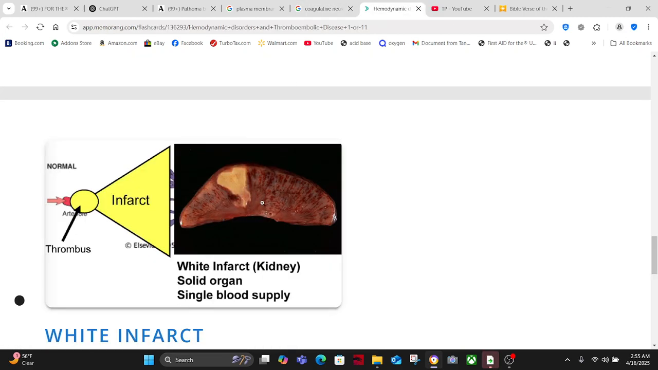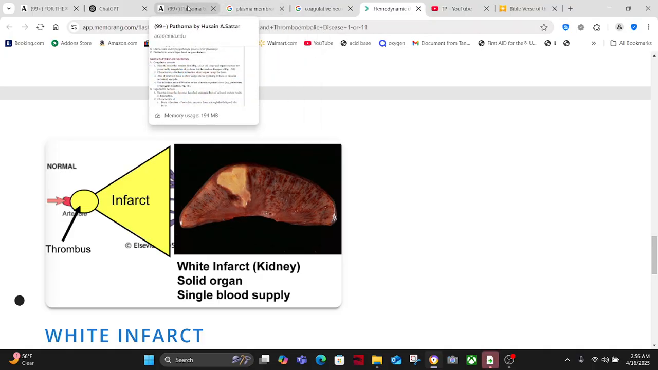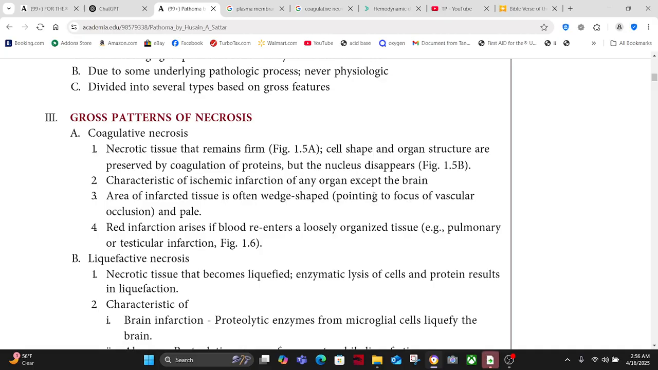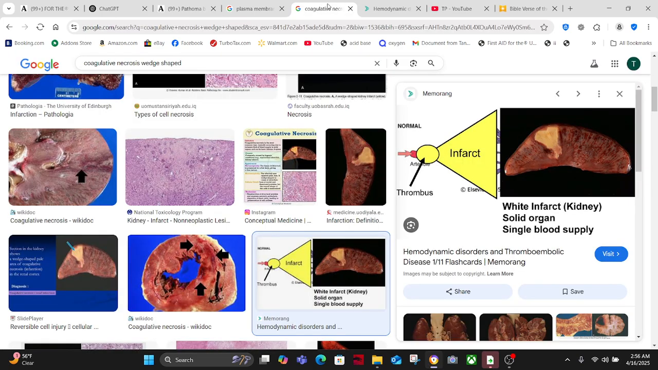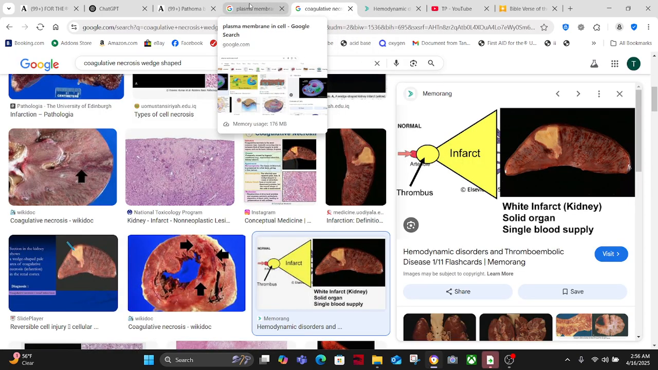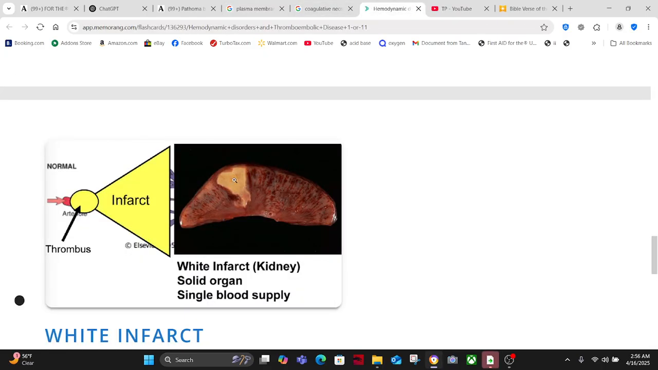So that's this. Okay, right here is an example of coagulative necrosis of the kidney. You see this right here? This is the coagulative necrosis. It'll be white, going to focus of vascular occlusion and pale, right? So the area of coagulative necrosis will be white, as you see here. This right here is a close up of the picture.